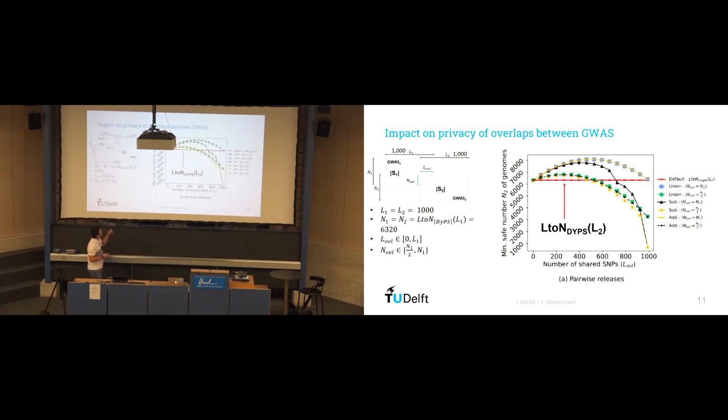This experiment here shows that you actually need more genomes when you have interdependency. Here you have the number of shared SNPs between two studies, and here's the number of genomes that you should use. The previous formula is the red one here, and when the overlap grows, depending on how you combine the two studies, you might need many more genomes to protect it. So if you don't take into account that there are overlaps, then you are going to release statistics, and you have this gap here that allows the adversary to maybe recover the statistics.